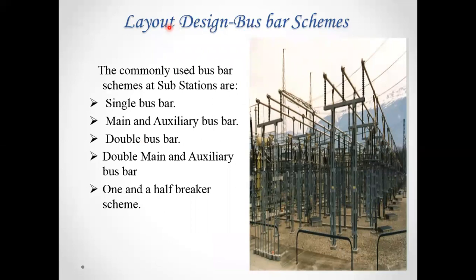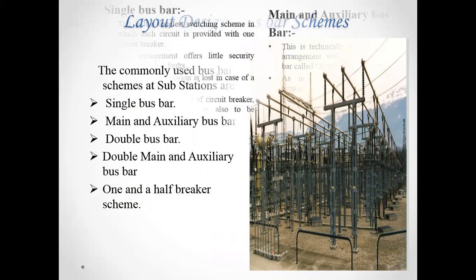If we see the layout design, we should have different types of bus bar. So what is a bus bar? A bus bar transfers the electricity to the circuit breakers, switch gears and so on. What are the different types of bus bar schemes available at substations? They are single bus bar, main and auxiliary bus bar, double bus bar, double main and auxiliary bus bar, and the 1.5 breaker scheme.